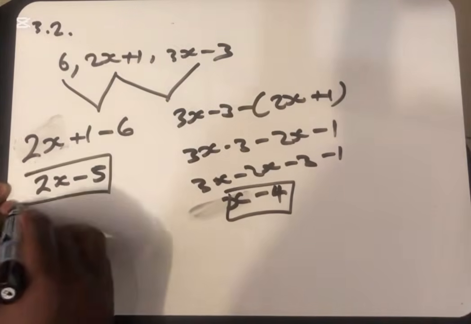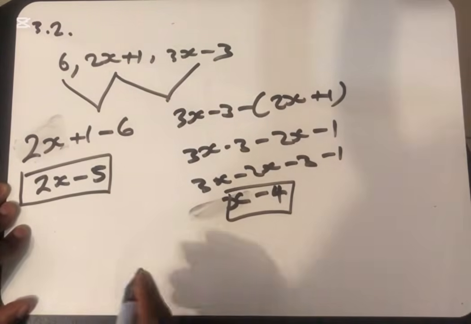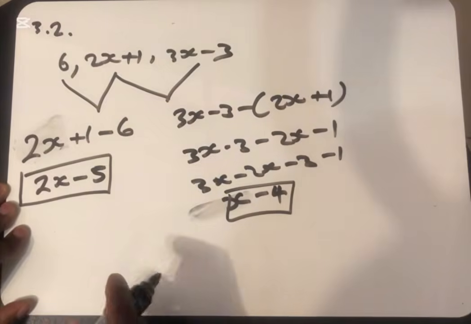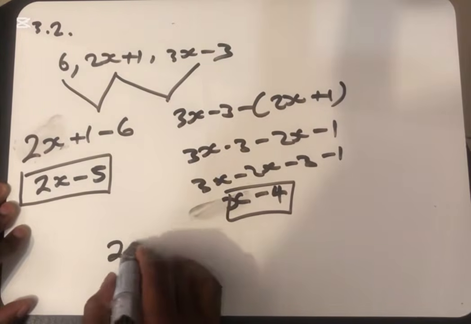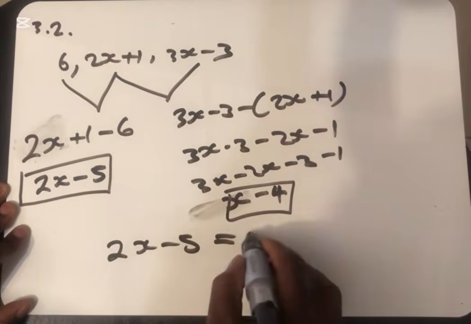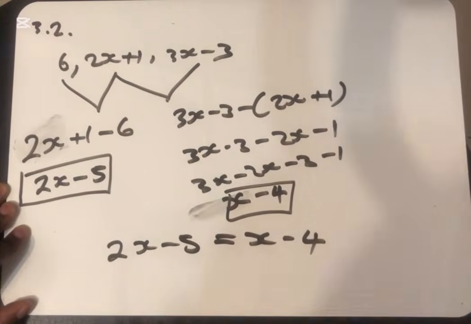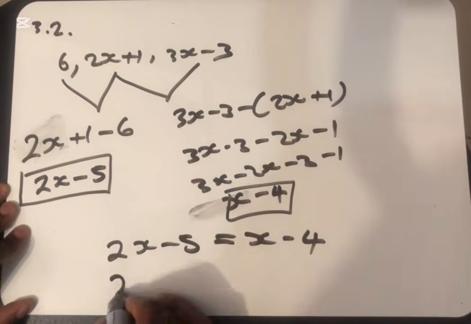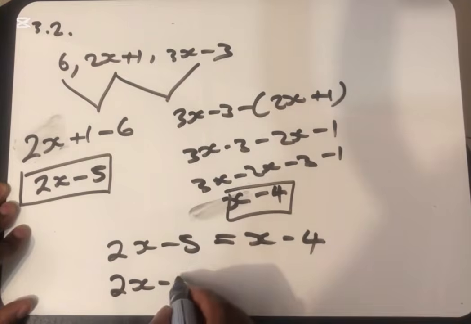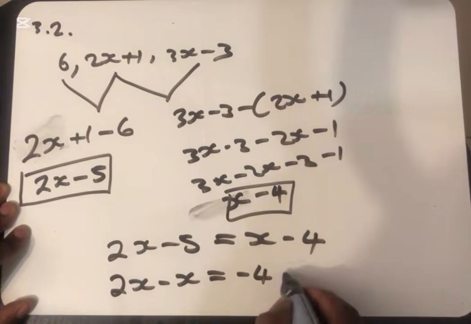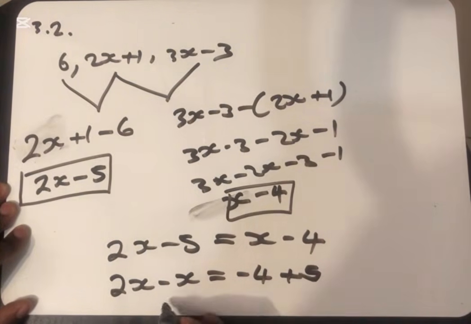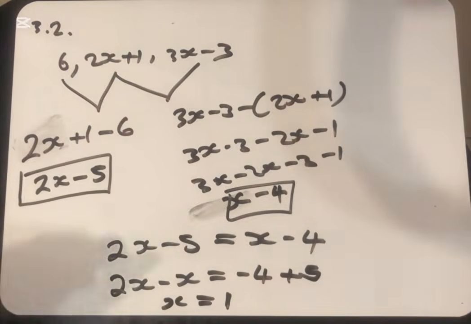So we are saying these two are equal because it's our constant difference. We're going to say 2x minus 5 is equal to x minus 4. We transpose this to the other side, it's going to be 2x minus x is equal to minus 4 plus 5. Then x is equal to 1. That's how we solve the value of x.